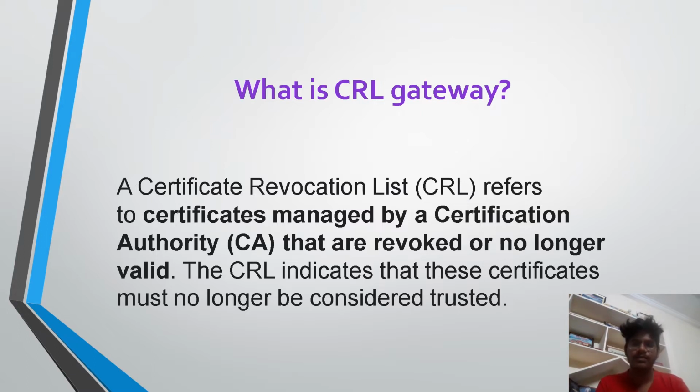Firstly, we'll see what is CRL. CRL, the Certificate Revocation List, refers to certificates managed by a certification authority (CA) that are revoked or no longer valid. The CRL indicates that these certificates must no longer be considered trusted.